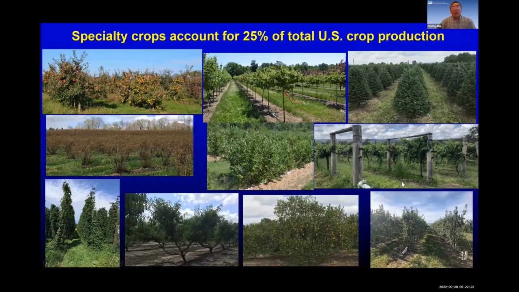Specialty crops account for about 25% of the total crop production in the United States. These crops grow differently from traditional field row crops such as corn and soybean. They have much greater variations in size and shape than corn and soybeans.